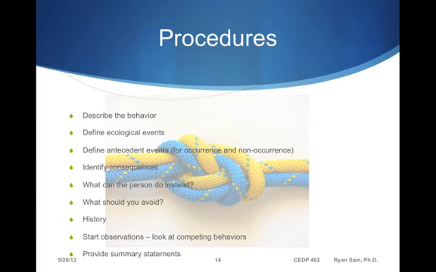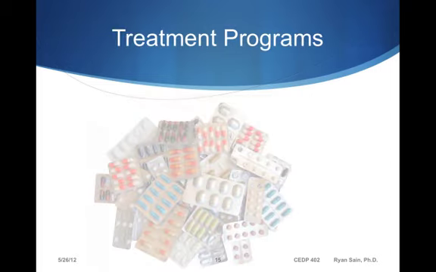Then we're going to provide a summary. After we've done all those observations, we're going to start to provide summaries of here's what we think is going on, and that's going to lead us to developing an intervention. So again, the summaries cover all of those things: the antecedent events, the consequences, the behavior in general, the ecological events, all those things. Right. So let's get on with the treatment program.